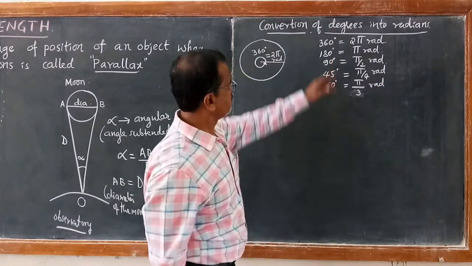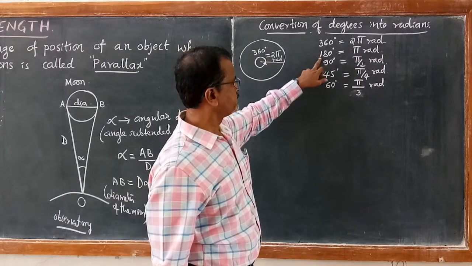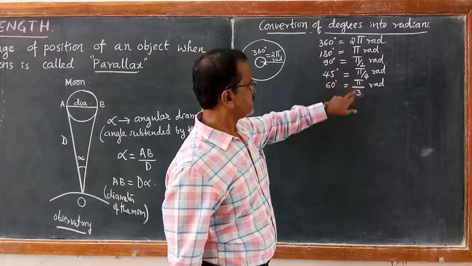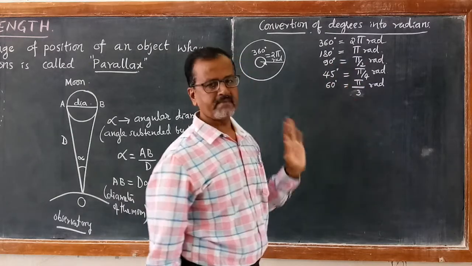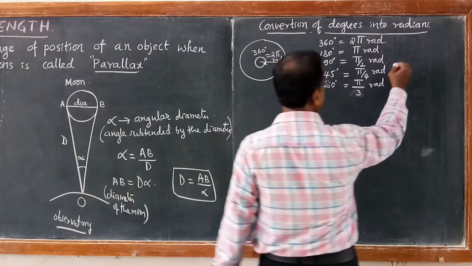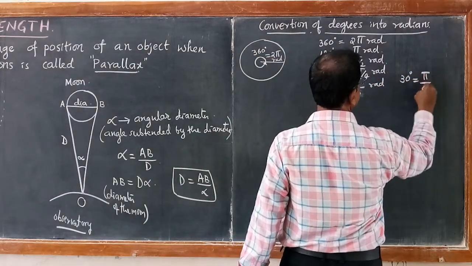So if you just remember 180 corresponds to pi, therefore for 60, just divide by 3. So we'll get 180 by 3, 60, pi by 3. So 60 degree corresponds to pi by 3 radians. Similarly, 30 degree corresponds to pi by 6 radians.